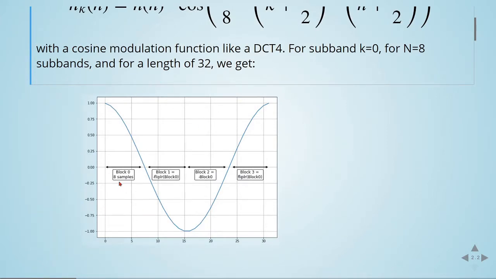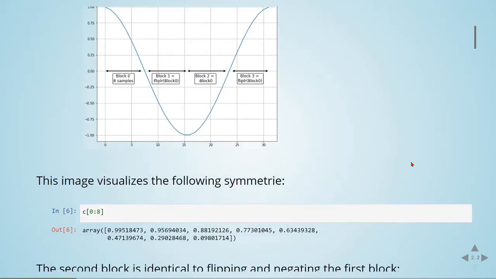So we have blocks of 8 samples. This is block 0. And then we see block 1 is equal to block 0, but with inverted sign and flipped from left to right. Then block 2 will be equal to block 0, but with an inverted sign. And finally, block 3 is just the flipped version from left to right of block 0.